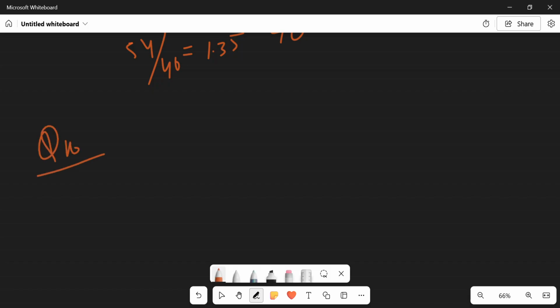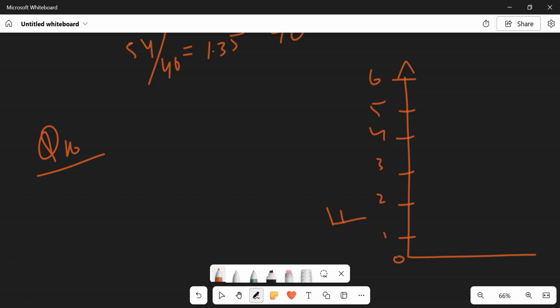In question number 10, we need to find the mean of the following distribution. A graph is given to you. Here I'm making a rough graph. It starts from 0, 1, 2, 3, 4, 5, and the last one is 6. The vertical axis, the Y axis, is frequency.